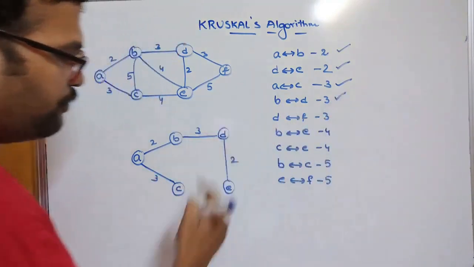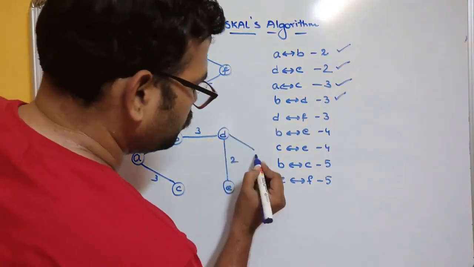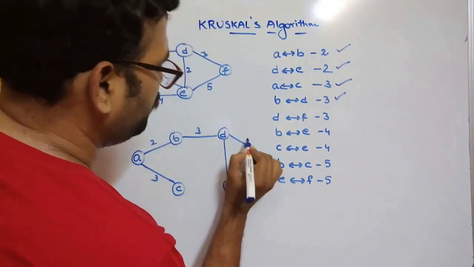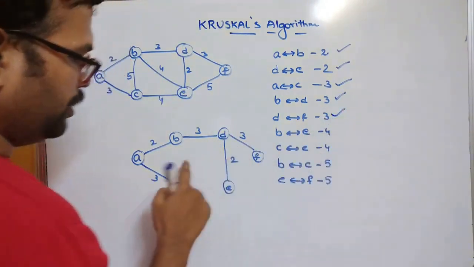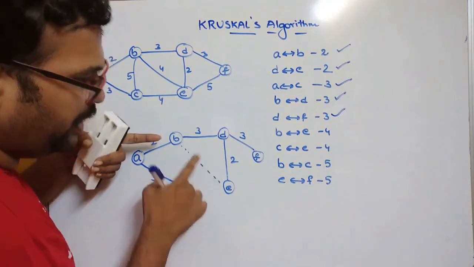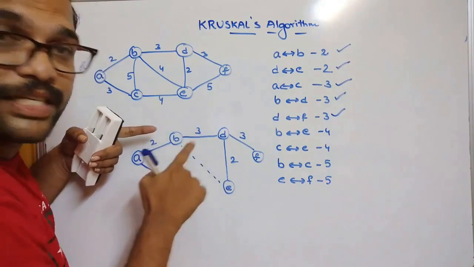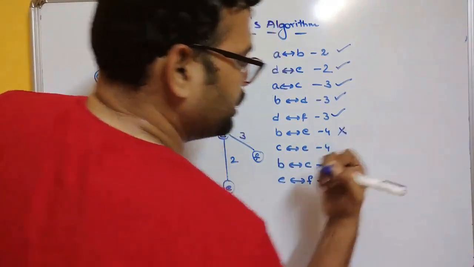Next, D to F. So there is no cycle, so I will construct here F. D to F, it is 3. Right? Next, B to E. So if you give the edge here, B to E, it forms a cycle, right? It forms a cycle. So we should not consider this one. So this should be rejected.